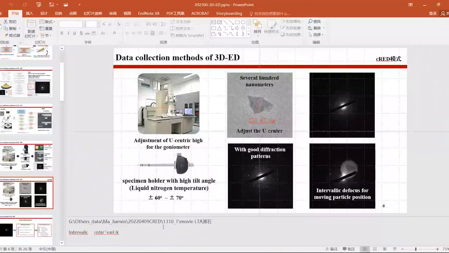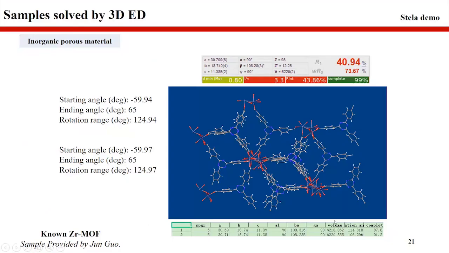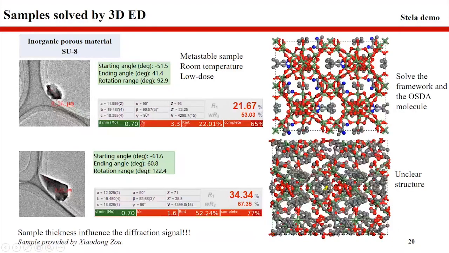The tilt range is very sensitive for the data completeness. I found that these two samples may have a comparison. Here we could see the rotation ranges are similar, and the completeness is also similar. It is above 120 degrees, and the completeness is about 90%. For this sample, the rotation range is about 90 degrees, and we can see the completeness is about 65%. Whereas for this sample, the rotation range is also above 120, and the completeness is about 77%. So we can see that this is a big gap.